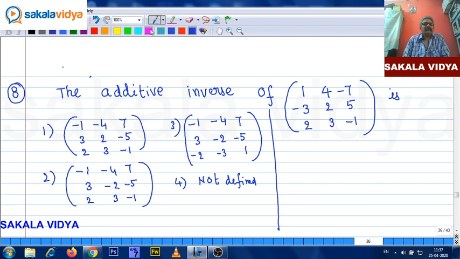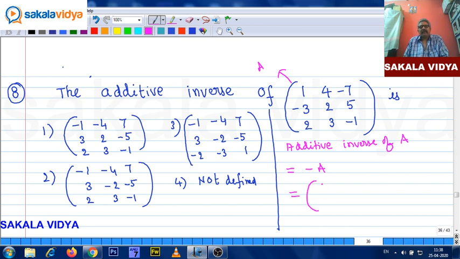The problem is only one step. Additive inverse of, for example, let us say this is A, additive inverse of A equals minus A. That means each and every element of this matrix should be multiplied with minus 1. You get minus 1 minus 4 7, 3 minus 2 minus 5, minus 2 minus 3 1. Which is the right option? Yes, you are correct. Third option.